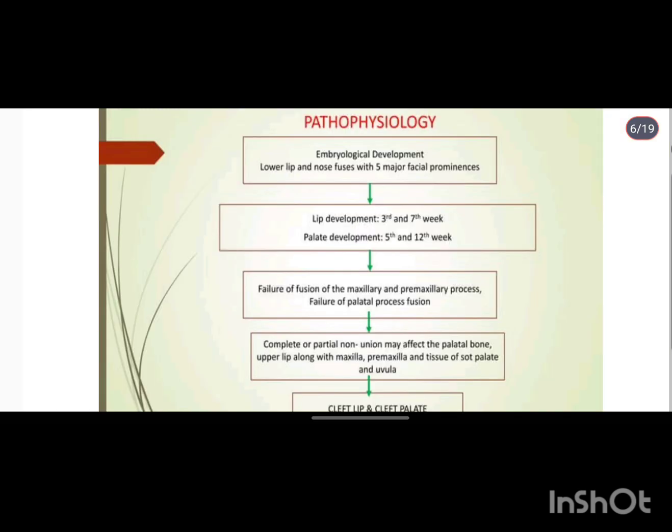Next, we'll see a quick review of pathophysiology. So during the embryological development, what should happen is the lower lip and the nose should fuse together to form the 5 major facial prominences. But what happens here in the cleft lip and palate is these nasal and facial prominences fail to fuse together. That is, it is resulting because of failure of fusion of the maxillary and, you can see here.